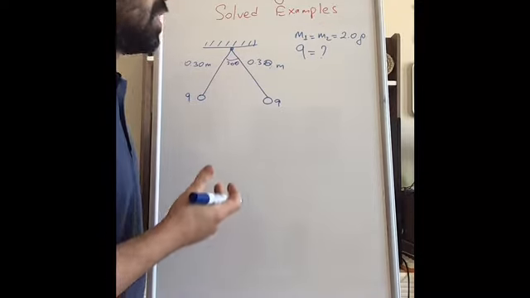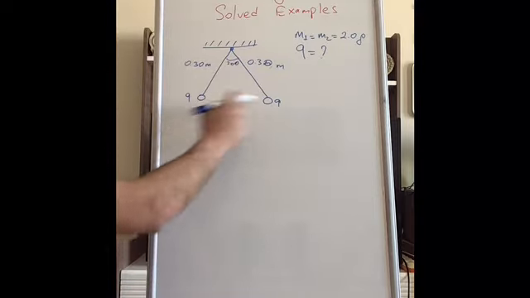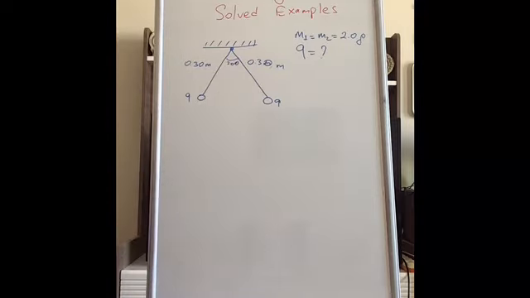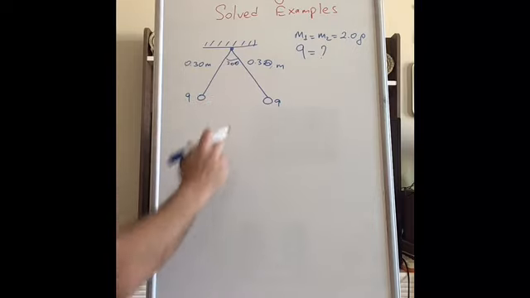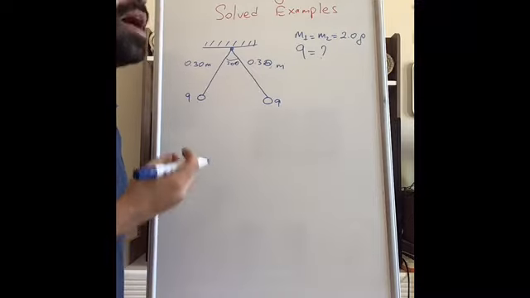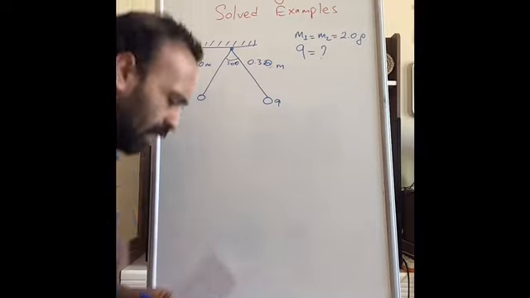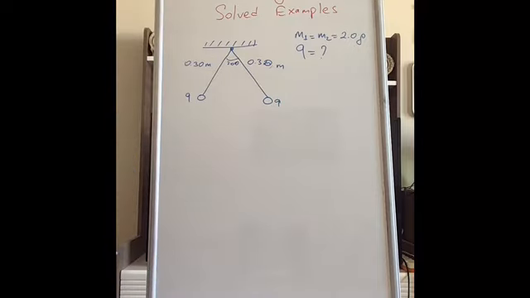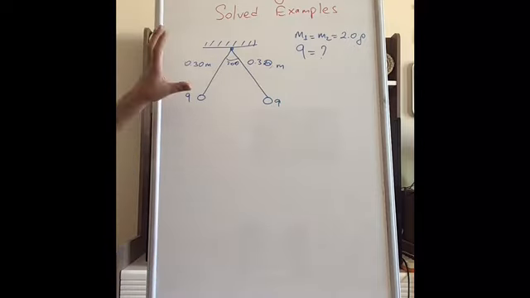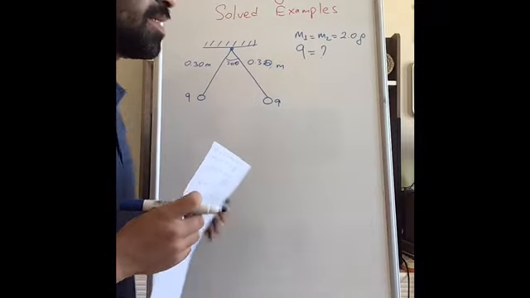There is no way we can find the sign of Q, negative or positive, because in both cases, since they have identical charges, the electric force between them will be repulsive. So the question is asking the magnitude of the electric charge. Okay, so this is the first step. We picturize the problem, we summarize what we have and what is asked in the problem.